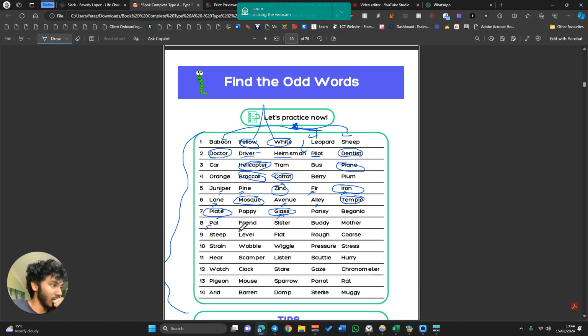Pal, friend, sister, buddy, mother. Alright, these 2 are friends, whereas, oh, there you go, that's also a friend. So all of these are synonyms, whereas sister and mother are different types of relationships. They're not to do with friendship, they're to do with being blood related. Steep, level, flat, rough, coarse. Okay, now this one is a bit more complicated.